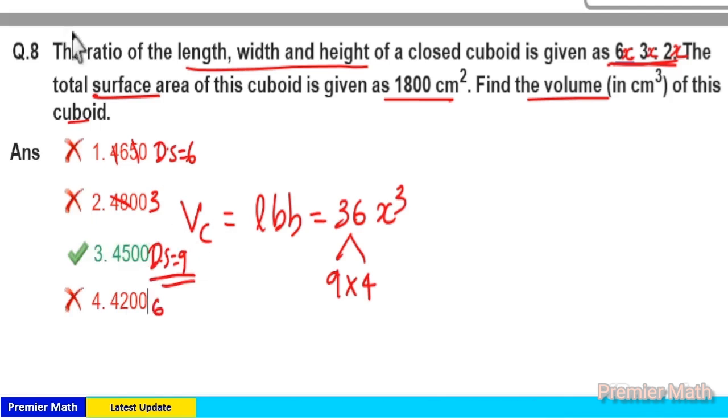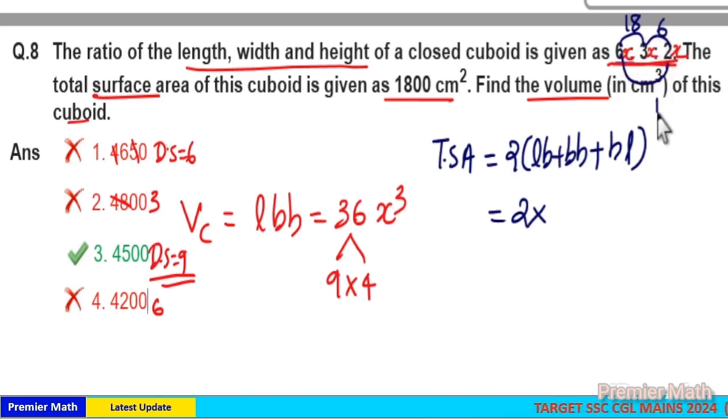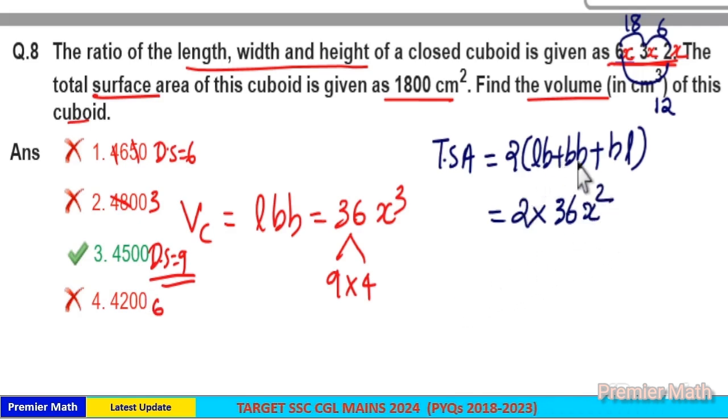If you want to do it in a proper method, take the total surface area. Here the total surface area equation is 2 into LB plus BH plus HL. Now this is equal to 2 into 6 into 3 is 18x square, and 3 into 2 is 6x square, 6 into 2 is 12x square. So total 12 plus 6, 18, 18 plus 18, 36x square. LB plus BH plus HL is 36x square.